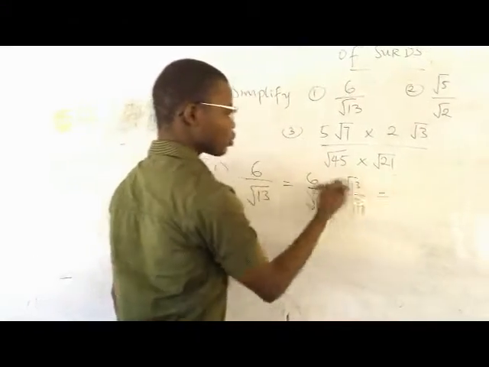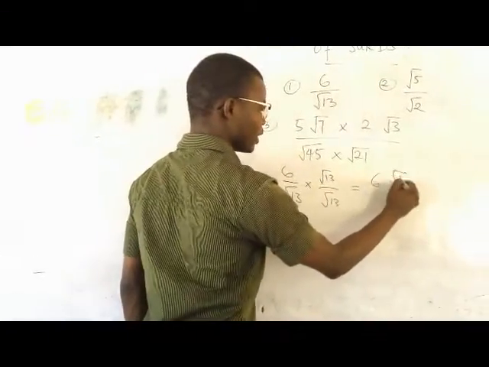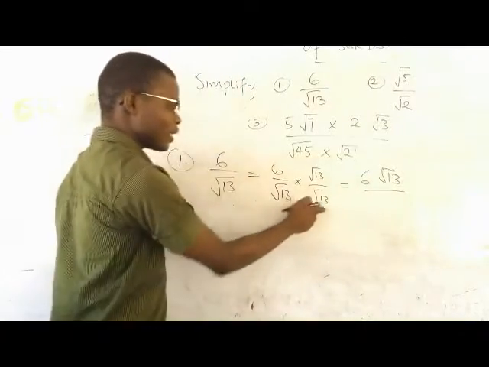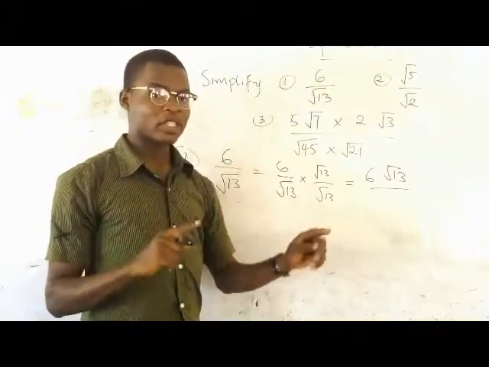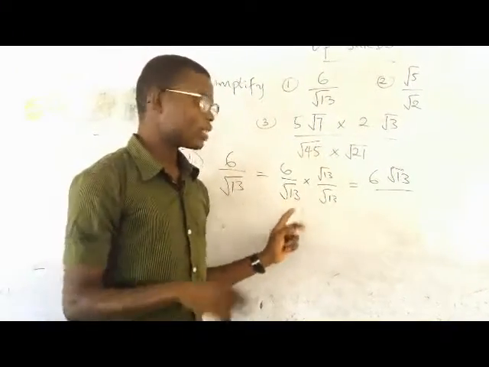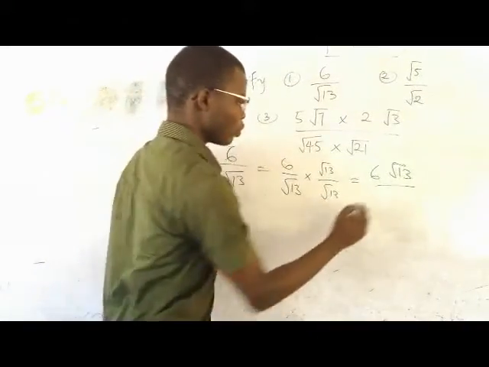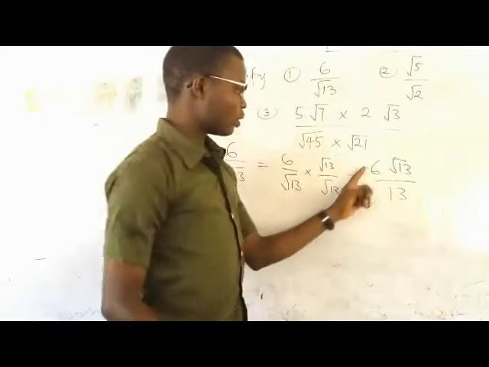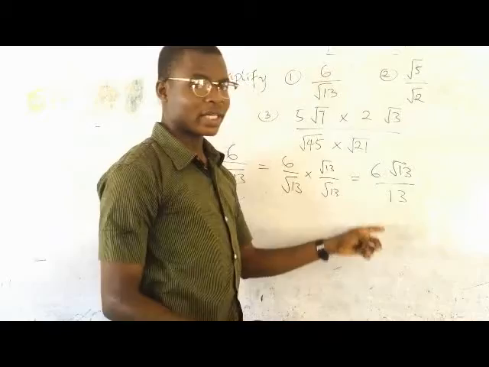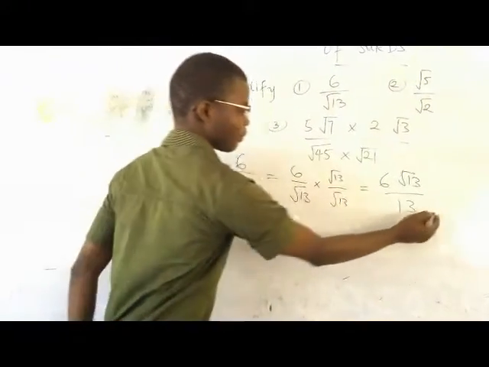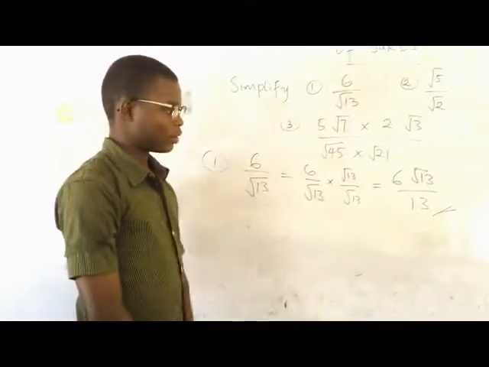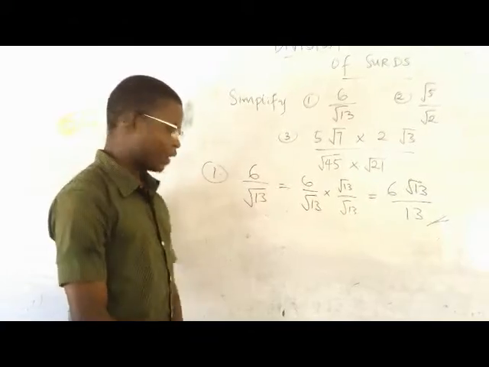Now, 6 times root 13 is 6 root 13. Root 13 times root 13, don't forget, in my previous videos on surds, root 13 times root 13 is 13. So we have over 13. Now, 6 cannot divide 13 and nothing can divide. So that's the answer. As simple as that. So that's the division of that.